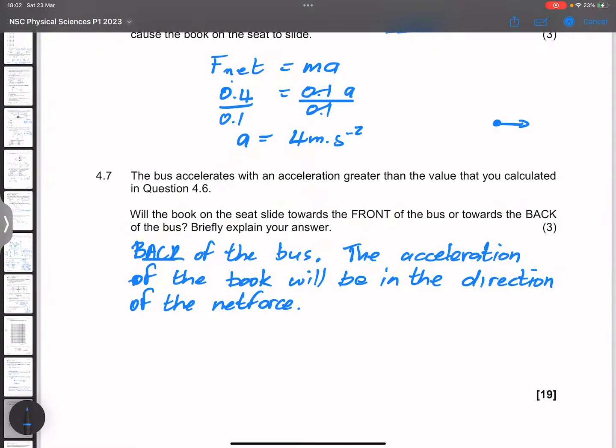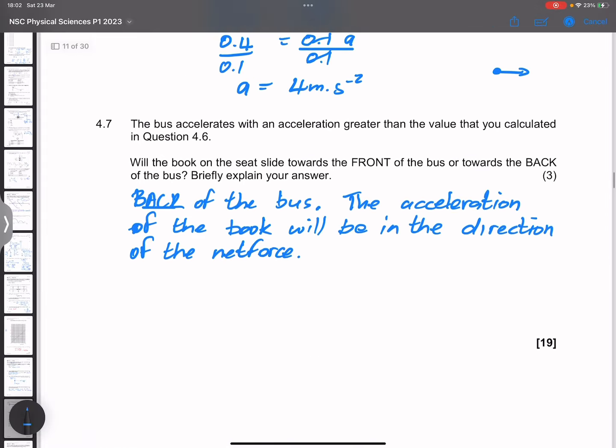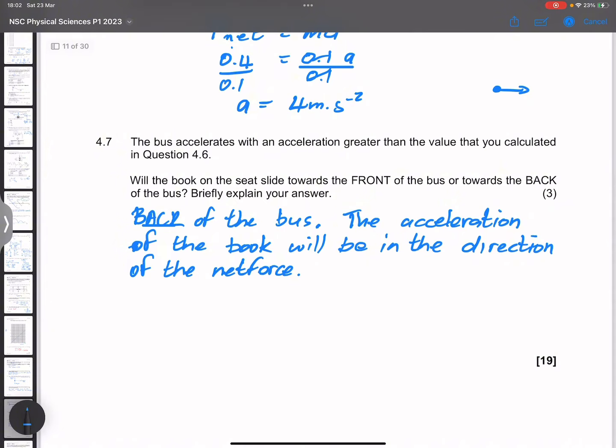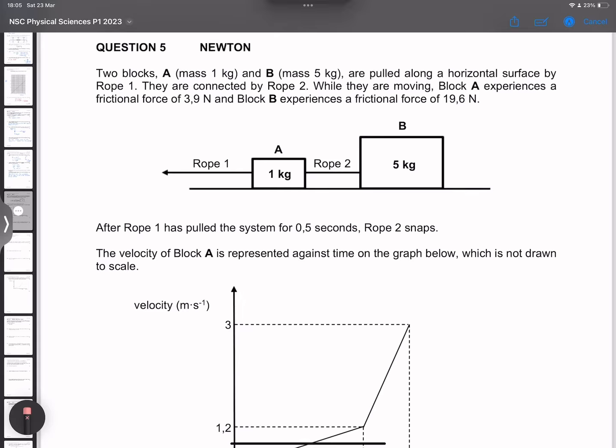Okay, right, so that is question number 4. Right, let's move on to question number 5.